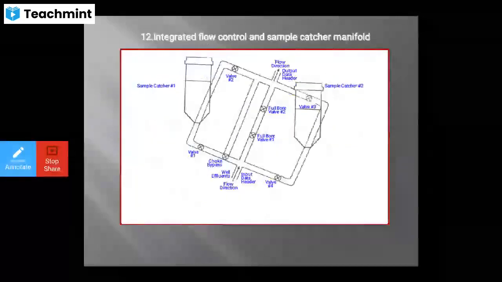Then the integrated flow control and sample catcher manifold. You can see here the wall, choke bypass, then well effluent, then flow direction. Then you can see the full bore valve 1, full bore valve 2, and output data and flow direction. So this is your sample catcher manifold.